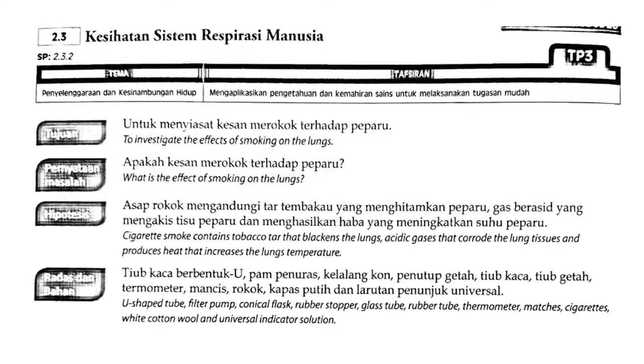Problem statement: what is the effect of smoking on the lungs? Hypothesis: cigarette smoke contains tobacco tar that blackens the lungs, acidic gases that corrode the lung tissues, and produces heat that increases the lungs' temperature.